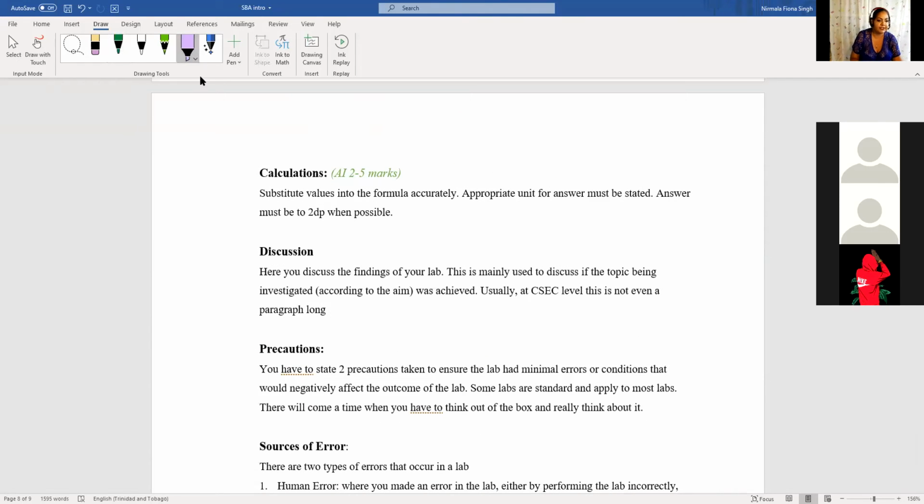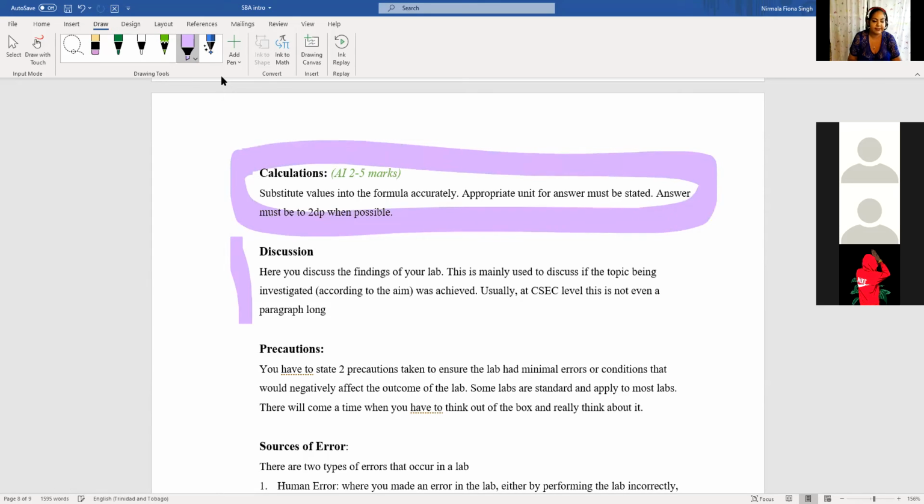Final calculations are usually 2 to 5 marks in your discussion. Here, remember for calculation, you have to show all your working. Don't just write down answers. If you just give me an answer, you get 1 mark. If you show me all your working, you can get anywhere up to 2 to 5 marks, depending on the lab. Discussion.